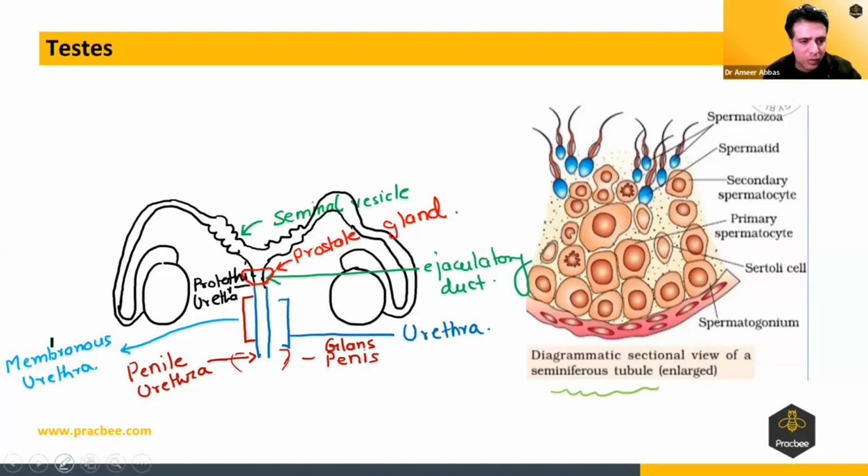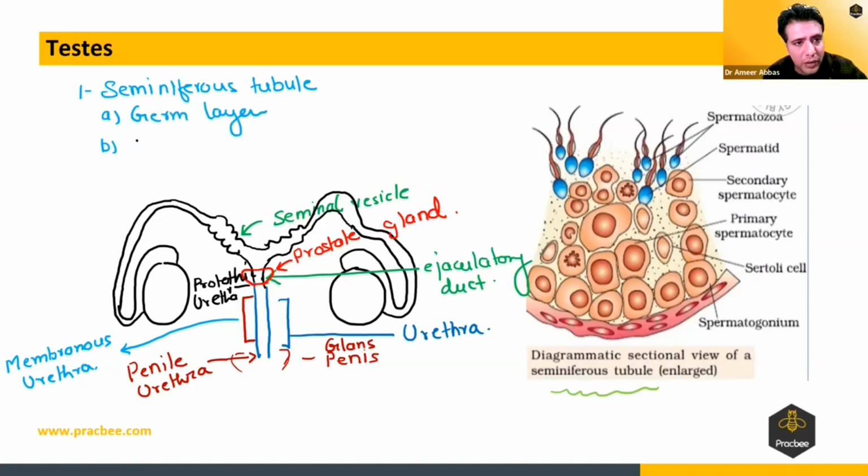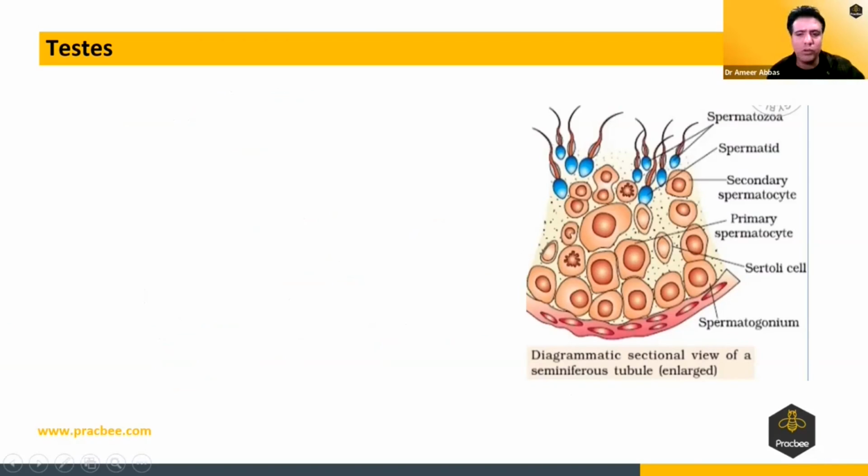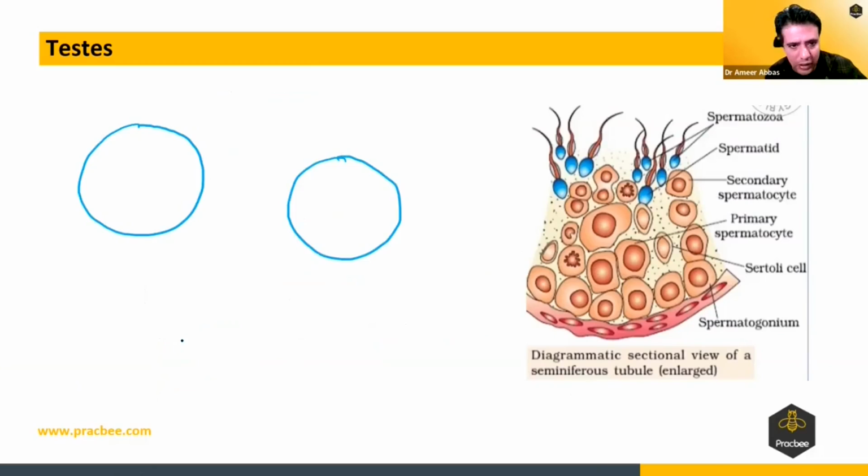So when you look at the seminiferous tubule, it consists of two layers. Number one point, you have to remember this. The seminiferous tubule consists of two layers: number one is the germ layer and number two is of Sertoli cell. So the seminiferous tubule consists of two kinds of cells, germ cell and Sertoli cell. Let us draw the seminiferous tubule sectional view. Suppose it is the seminiferous tubule and we have taken the section, we have cut it down and we are seeing it like this.